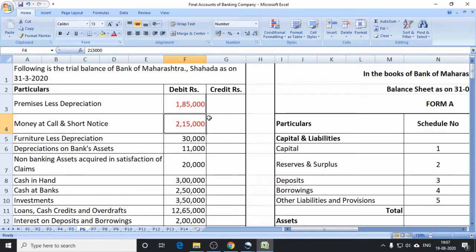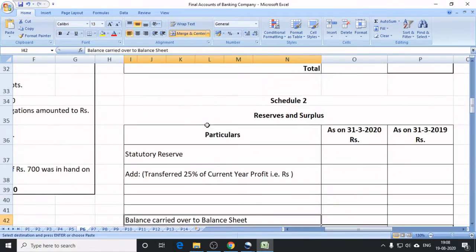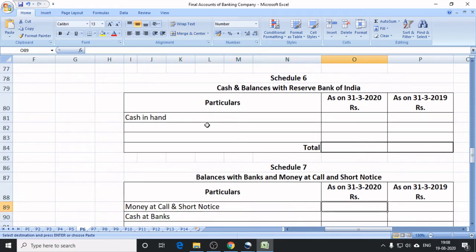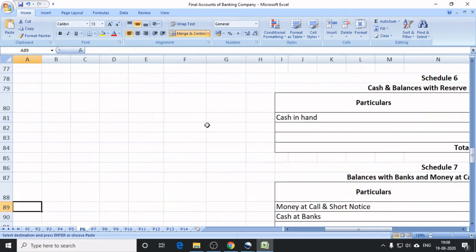The next is money at call and short notice. It also has a debit balance and it is an asset of the bank, but we should show it under schedule number 7, that is balances with banks and money at call and short notice.